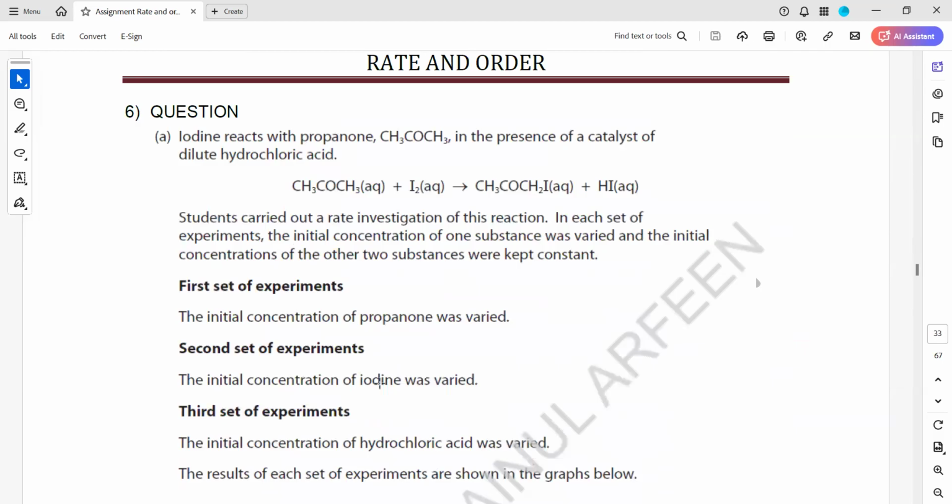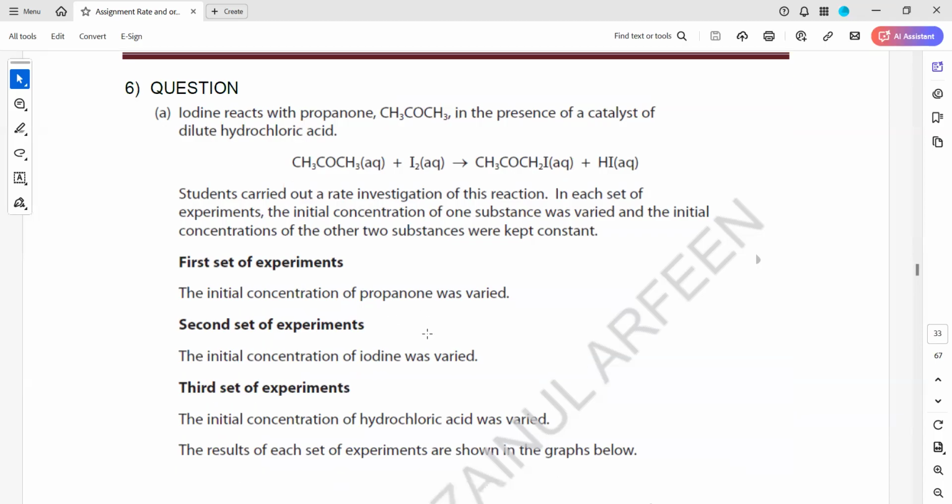Question 6. Iodine reacts with propanone in the presence of a catalyst. Dilute sulfuric acid is used as a catalyst. The student carried out a rate investigation of this reaction. In each set of experiments, the initial concentration of one substance is varied, and the initial concentrations of the other two are kept constant. This is the initial rate method. We keep one changing, and the others we keep the same.